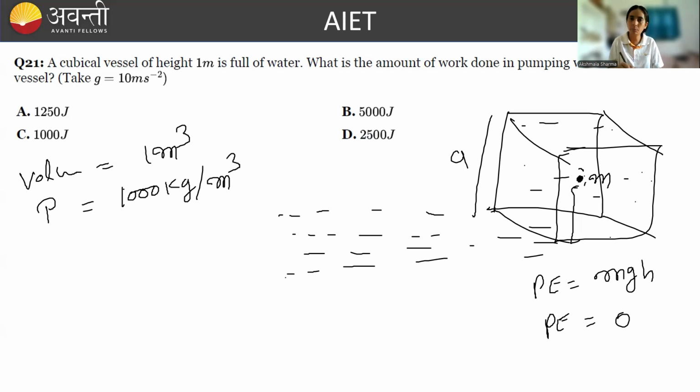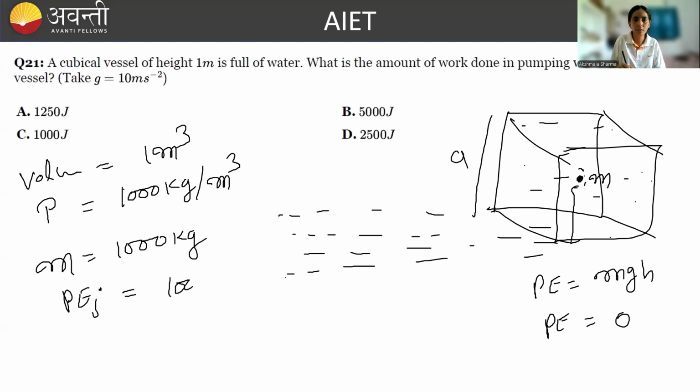So how much mass of water is in 1 meter cube? It is equal to 1000 kg. Okay. So what is its potential energy initially? Potential energy initially is 1000 into 10. Sorry, mgh we have to do. So this is m, this is g, h is how much? A by 2, that is half. Okay. So this will become your 5000 joule initial energy.